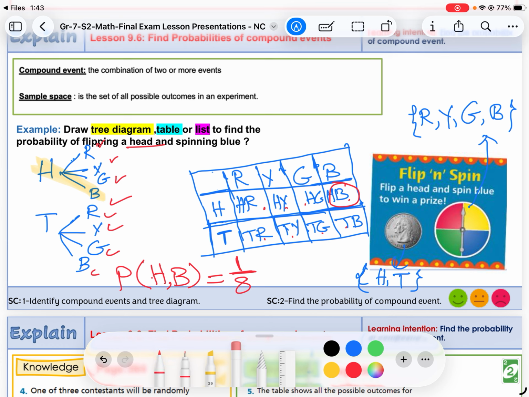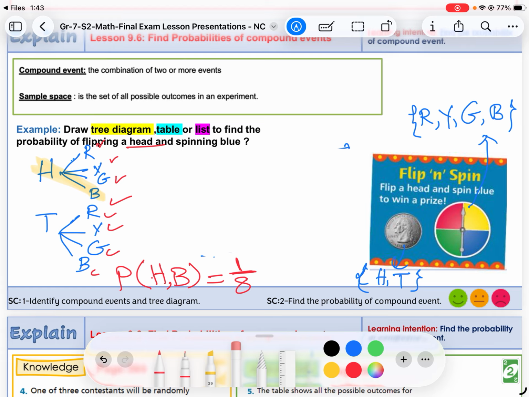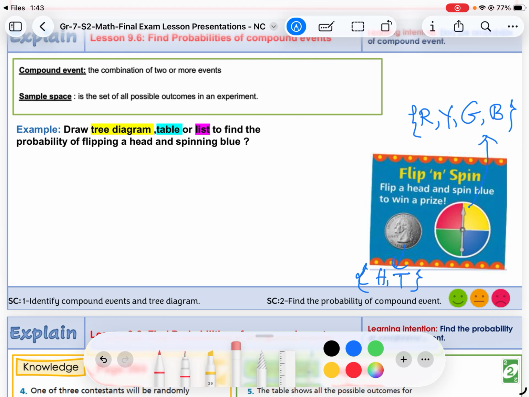So I'll delete all of this. Okay, I hope this one is clear. I'm gonna delete it now. I'm gonna ask another question. They could be asking you just how many total outcomes you guys will have from tossing the coin and spinning the wheel. So in this case, you don't need to do the tree diagram or the table or the list.